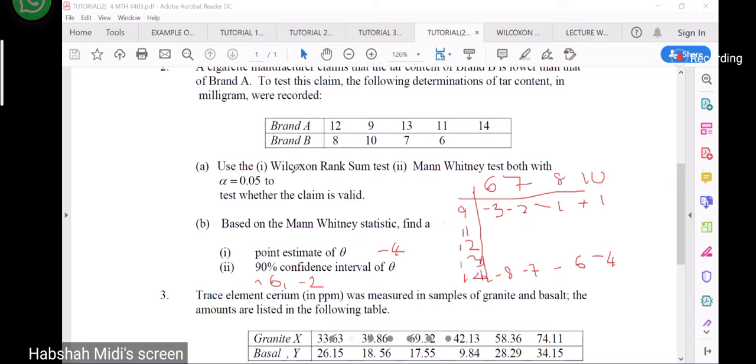Prof, I want to ask, usually is it column minus row or row minus column? What do you mean? Column minus row, this. Okay, now here, let me see.